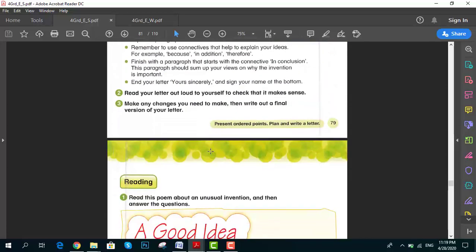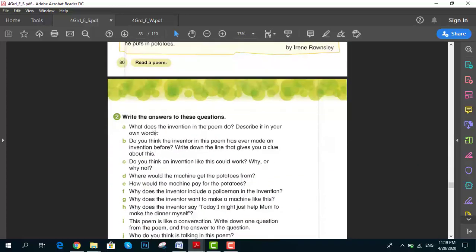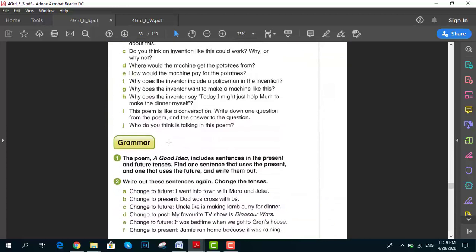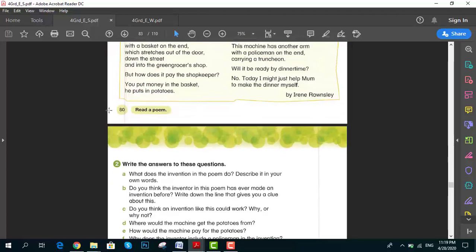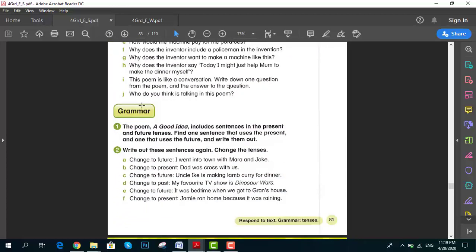Then this is not included. We have the good idea. Please study the questions and read them carefully, plus study the vocabulary.